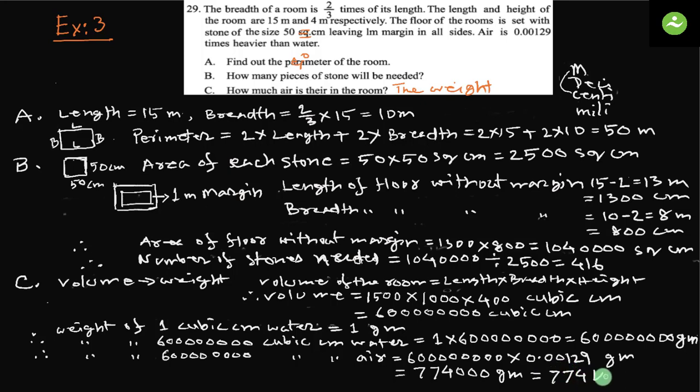774 kilogram. So the answer for A is 50 meters. Answer for B is 416 pieces of stone. Answer to C is 774 kilograms of air.